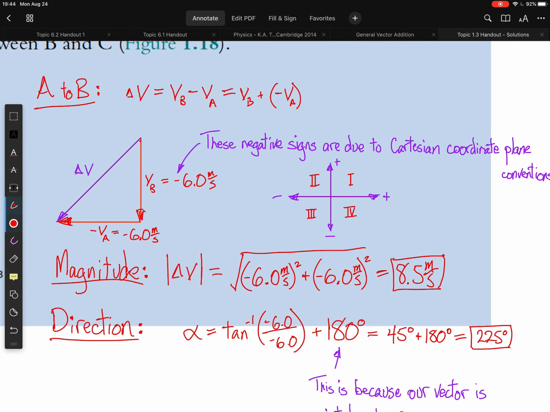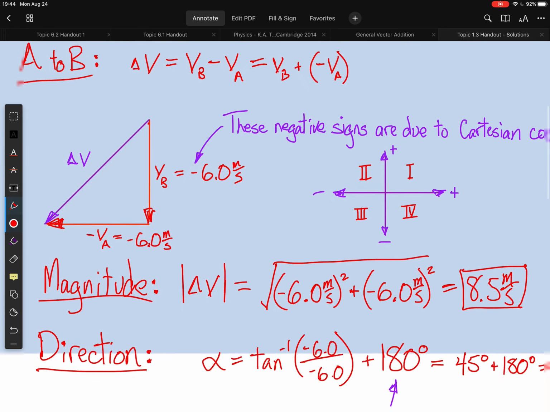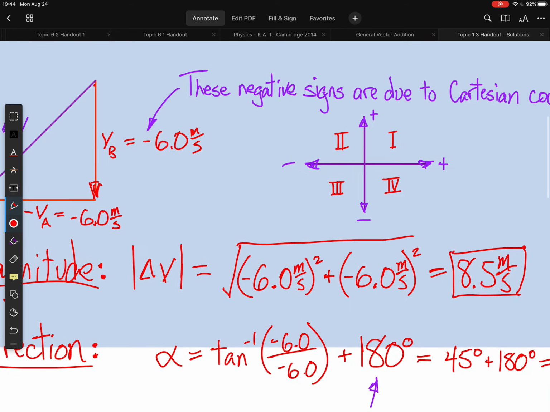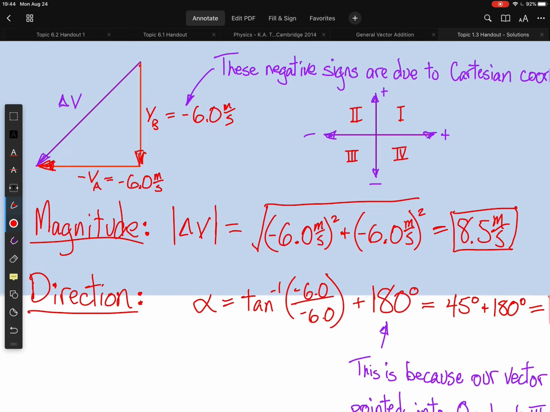Okay, I can now find my magnitude for this vector by using the Pythagorean Theorem. And the nice thing about this is it will also be the magnitude of my other problem. So I find the magnitude using the Pythagorean Theorem, and I get 8.5 meters per second.